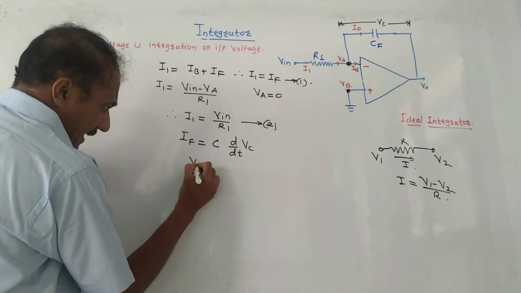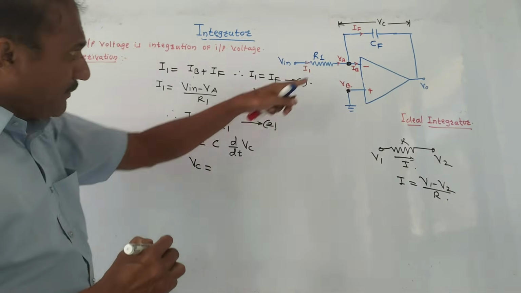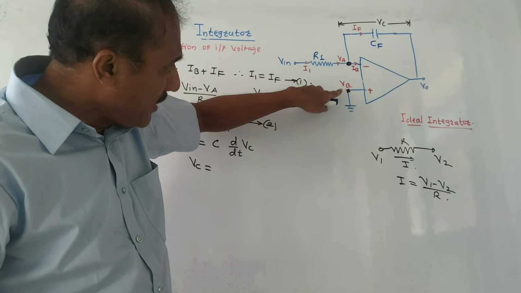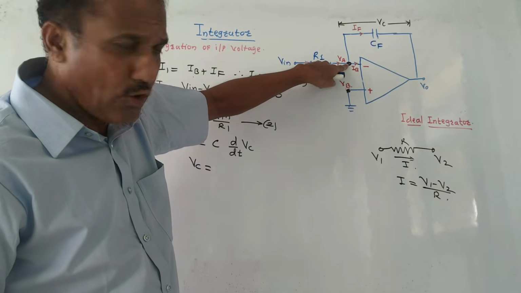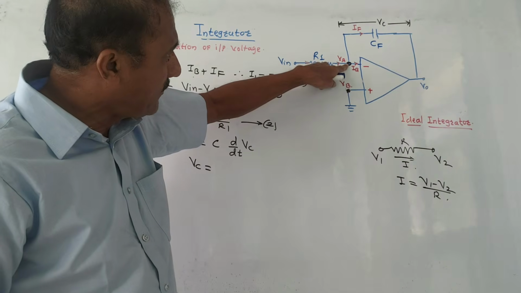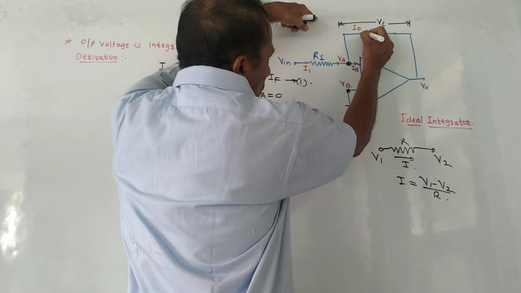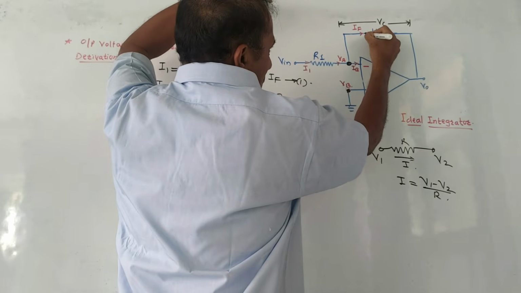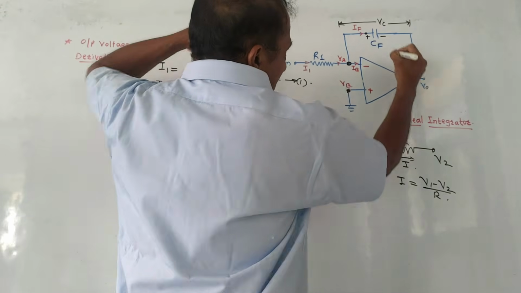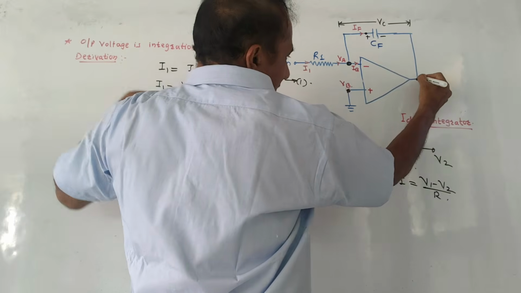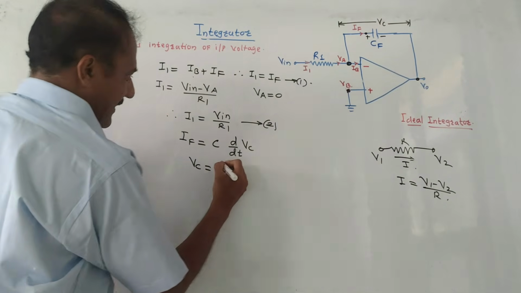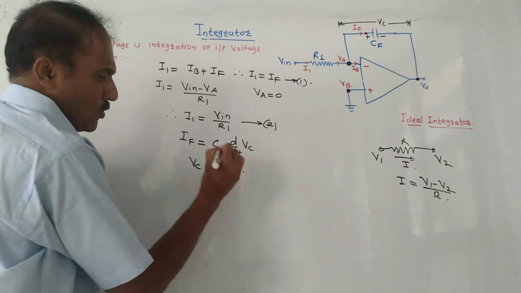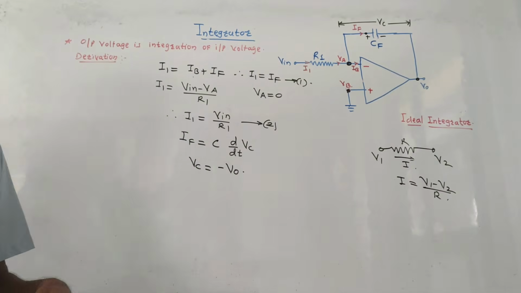Now we can write equation of Vc as, now look at this voltage, just now we discussed VB is 0. So according to the virtual ground concept, VA is 0. It means the voltage of this point is 0. This is actually marked as VC. Here suppose this is positive, this is negative. So this negative terminal is directly connected to V0. So I can write VC is equals to minus V0.